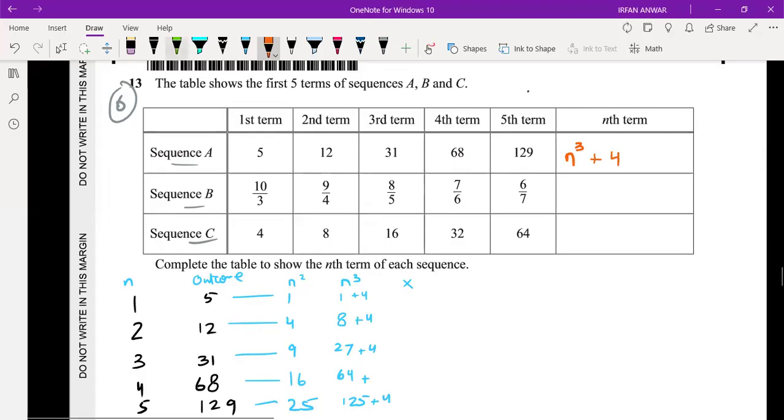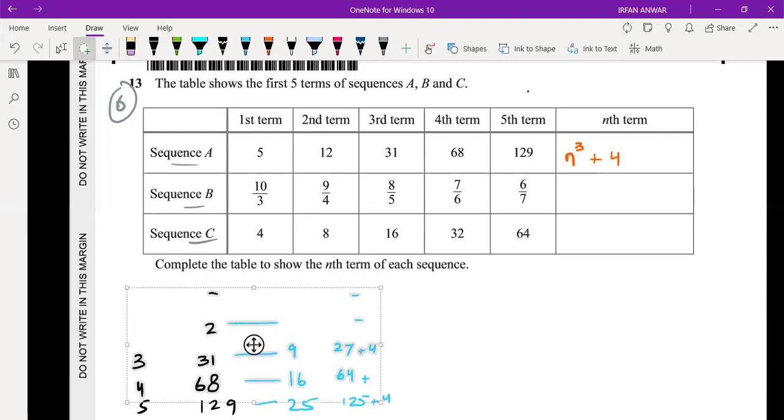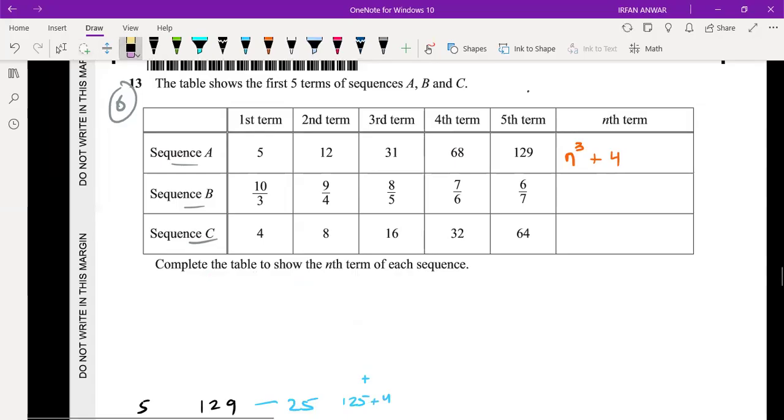Now, in sequence B, let me just erase this so that we have more white space to work on. Now, in sequence B, numerators are 10, 9, 8, 7, 6. They are constantly decreasing by a unit. And the denominators are 3, 4, 5, 6, 7, and they are constantly increasing by a unit. So this is a classical case of an arithmetic progression.